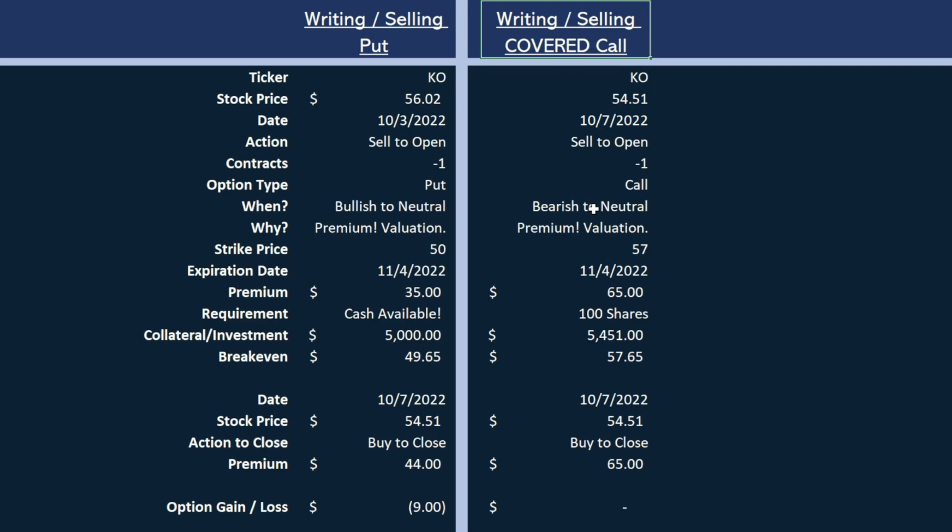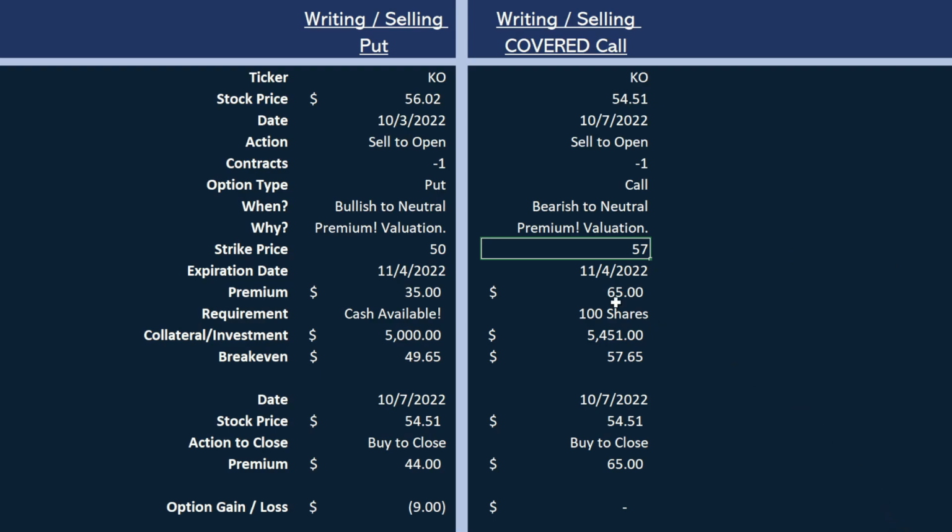But our position on this, and when we would do this, is typically when we're bearish to neutral on the stock. So we think Coca-Cola is probably going to continue to go down in this market. And we're doing this for the same reason: we want to collect a premium, and we like the value of selling the stock, in this case, at a strike price of $57 a share. We think that it's just not going to go up any higher than $57 a share. So we're happy to sell this call at that price.